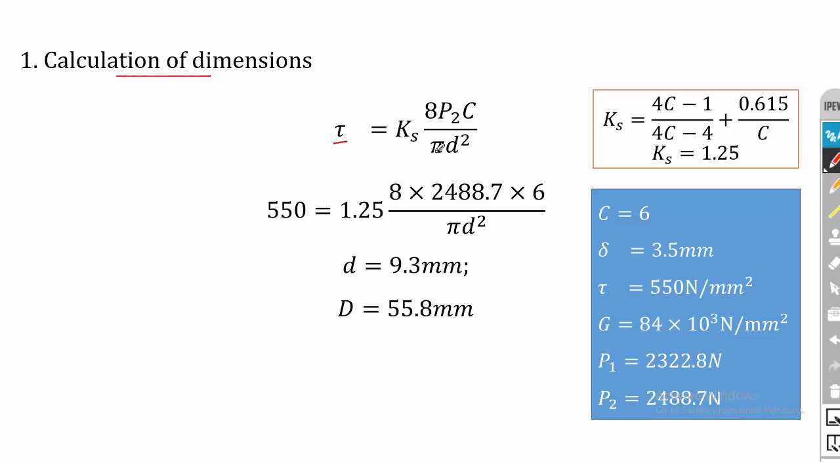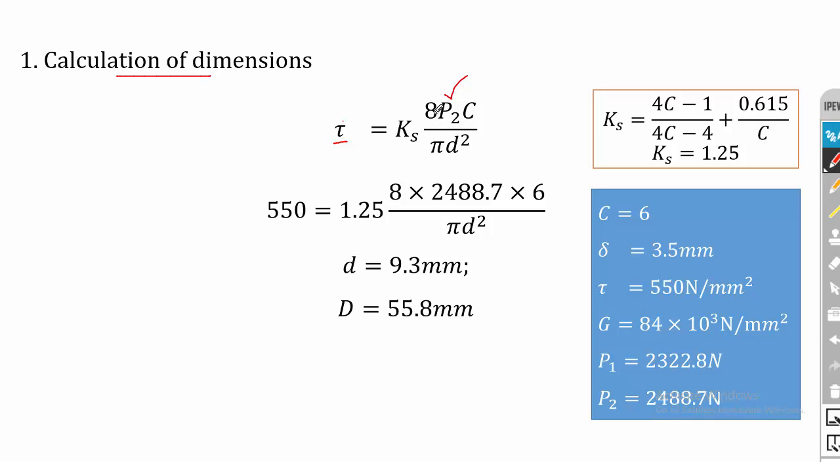So tau is equal to Ks 8P2. We know that for calculating the shear stress, we have to use the maximum P value. If there is only one P value in the problem, then there is no confusion about that. But when you have two load values, that is P2 and P1, you have to be very careful. And for calculating the shear stress, you have to select the maximum load.